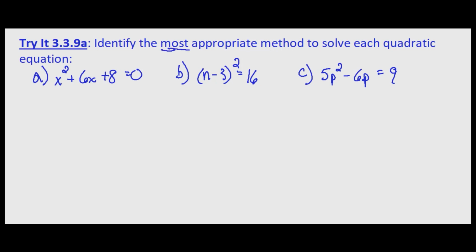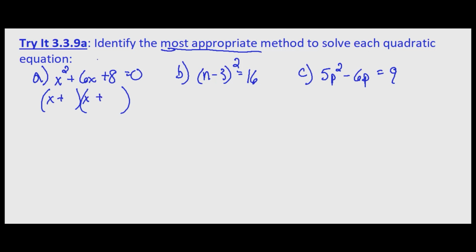So what two numbers, and again, this is most appropriate. We can end up using any of these methods to solve a quadratic equation, but it's which is the most appropriate, which is the easiest. Now with this first one, again, we'll always look to factoring first, and there are two numbers that multiply to 8 and add to 6. Those would be 4 and 2. So the most appropriate method here would be factoring.